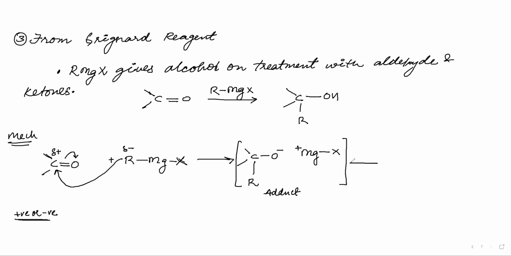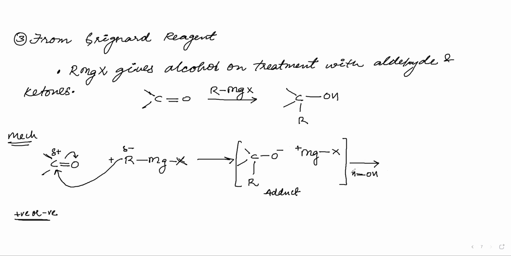Okay, now further treatment with H2O. When I treat this with H2O further, what happens? In H2O, the O gets the H and Mg gets the OH negative, right? So we have two things in H2O now, H and OH. H2O can dissociate in this fashion, H and OH.